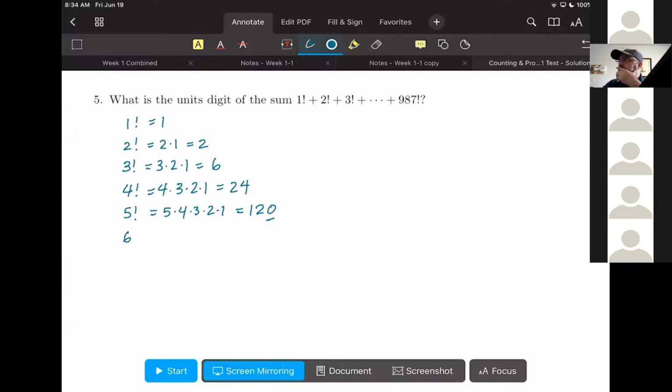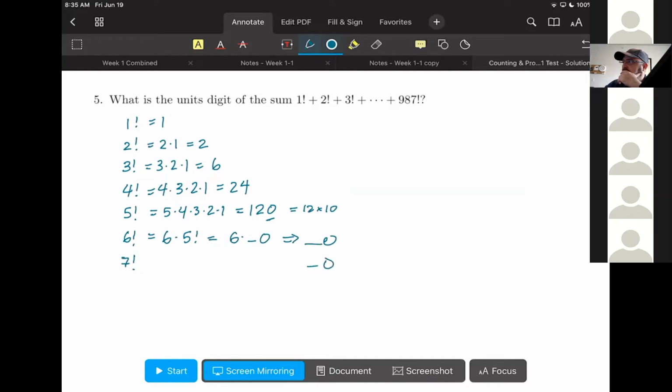If we have 6 factorial, we know 6 factorial is 6 times 5 factorial. And so we know 120 is 12 times 10, which is 6 times something that ends in a 0, which means that this also ends in 0. 7 factorial, we have the same thing. It also ends in 0.